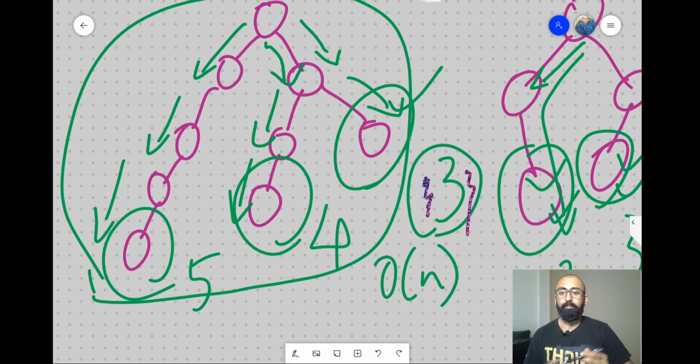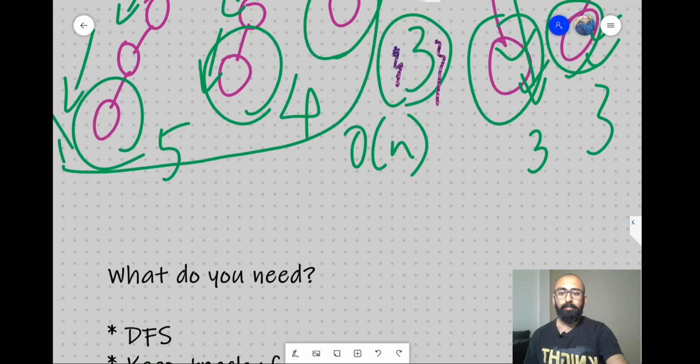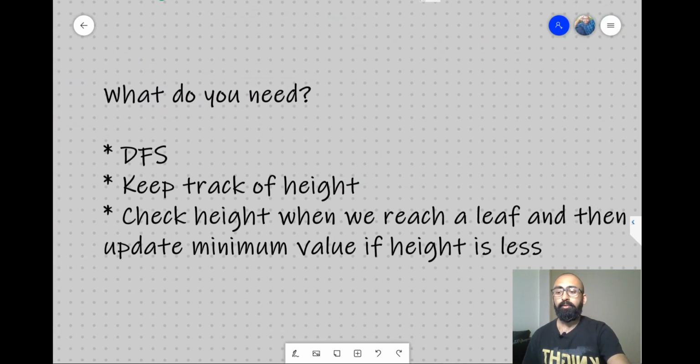Yeah, you might have somebody who is lower than the current value you've got. Now, how do you actually solve this, right? Drawing this seems to make it easier, but what do you actually need? There are 3 things that you're going to require to be able to solve this problem.